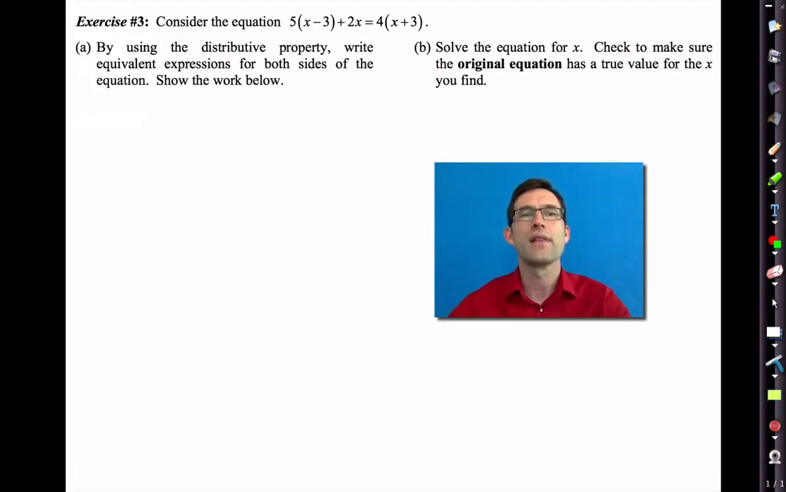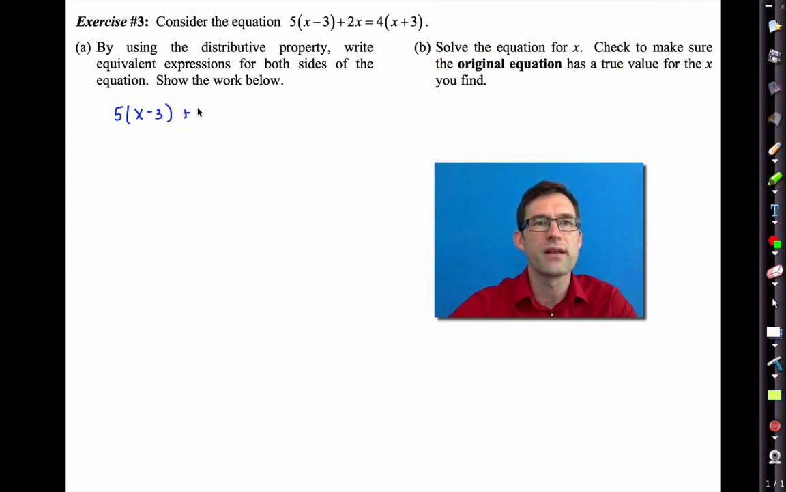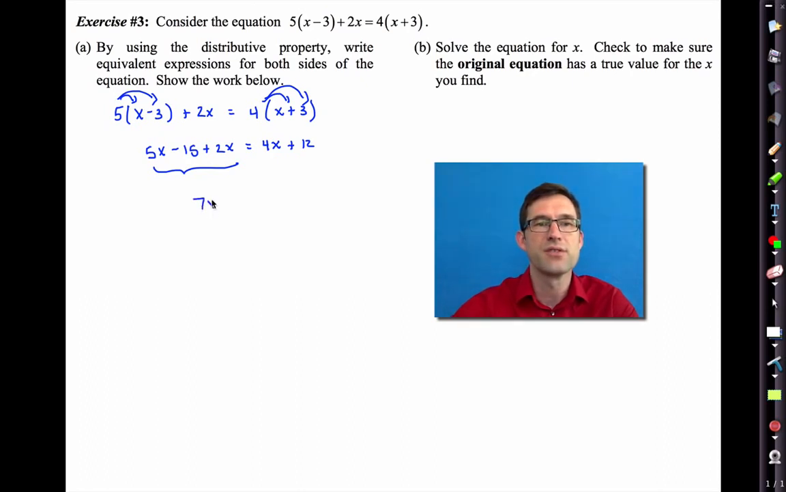So, let's just take a look at this. We'll walk through it. It says, by using the distributive property, write equivalent expressions for both sides of the equation, show the work below. All right, so we're not solving the equation here. I'm just rewriting it technically. All we're really doing is rewriting both sides of the equation using the distributive property and some other things. So for instance, I can rewrite that as 5x minus 15 plus 2x. Here I can distribute the 4, and I can get 4x plus 12. I'm going to do a little bit more work, and I'm going to combine the like terms here. 5x and 2x is 7x.